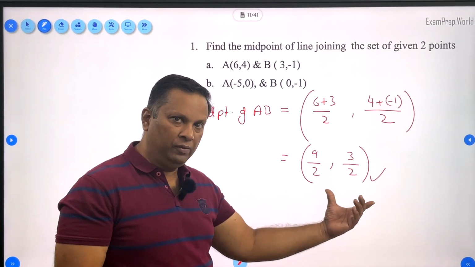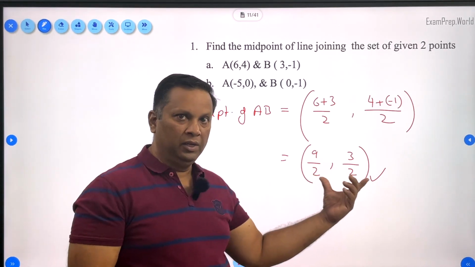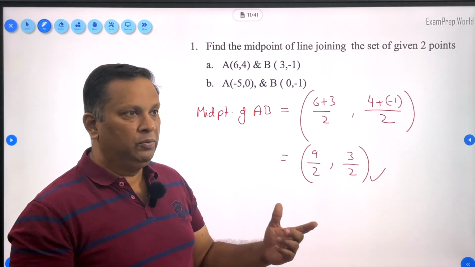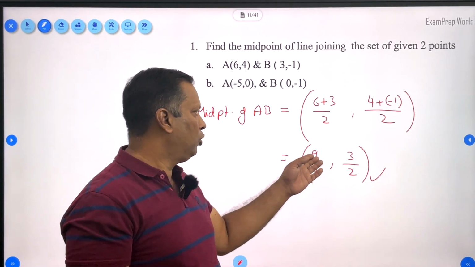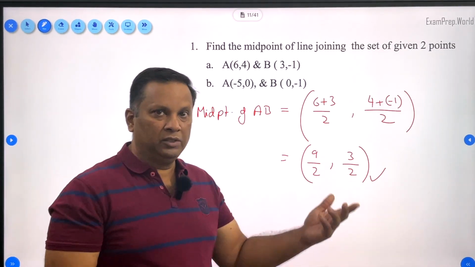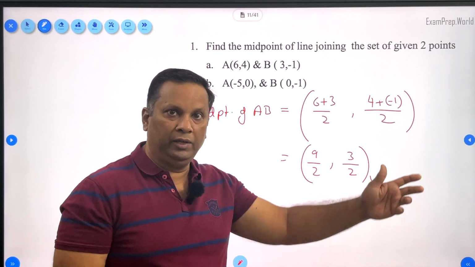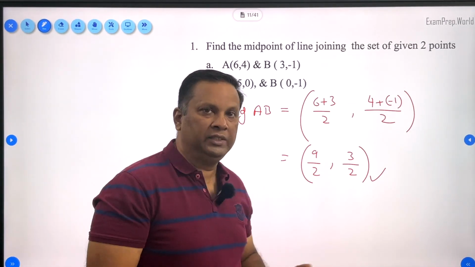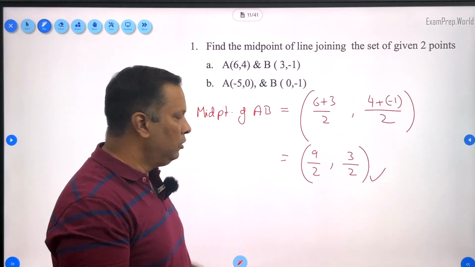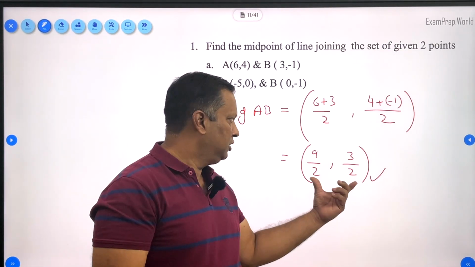The best way of leaving these kind of midpoints is fraction, because there can be a fraction which will not convert 100% to decimal. Here it is converting, it is 4.5 and 1.5, but there, suppose it is 1 by 3, now 0.333, non-repeating, non-terminating decimal. So it is better to leave these kind of points in fractions. Don't worry, nobody is going to deduct your marks. This is a perfect answer.